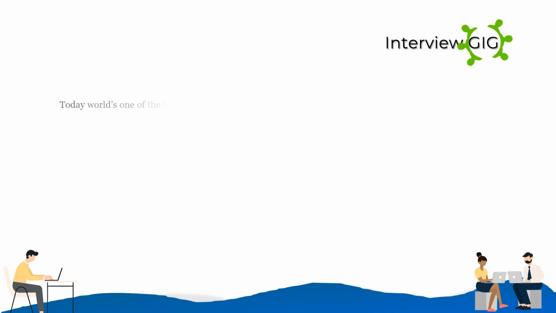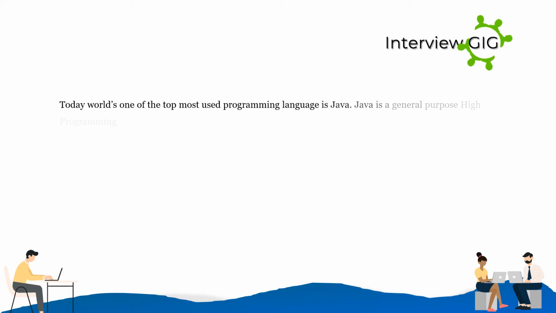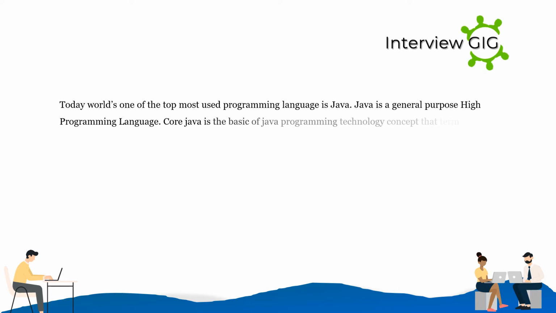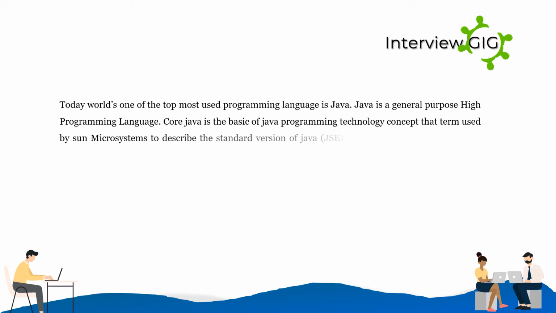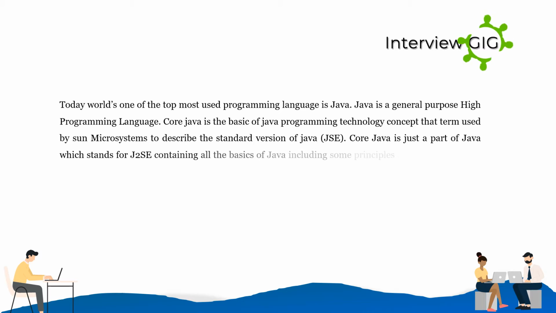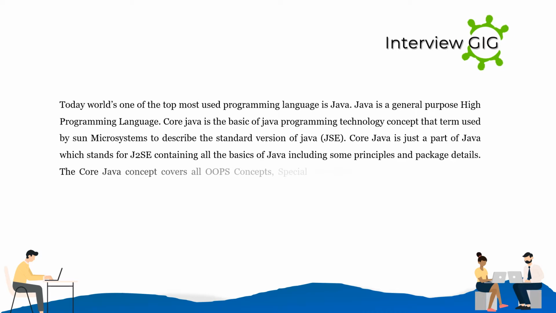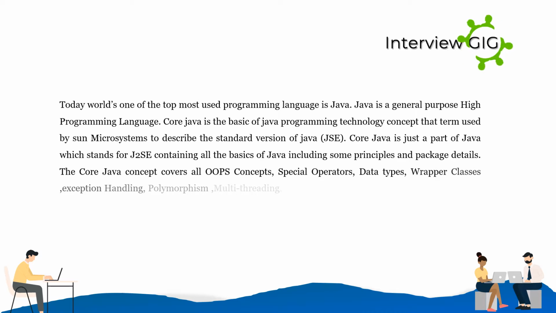Today, one of the world's most used programming languages is Java. Java is a general-purpose, high-level programming language. Core Java is the basic Java programming technology concept, a term used by Sun Microsystems to describe the standard version of Java, J2SE. Core Java is just a part of Java, containing all the basics of Java including some principles and package details.